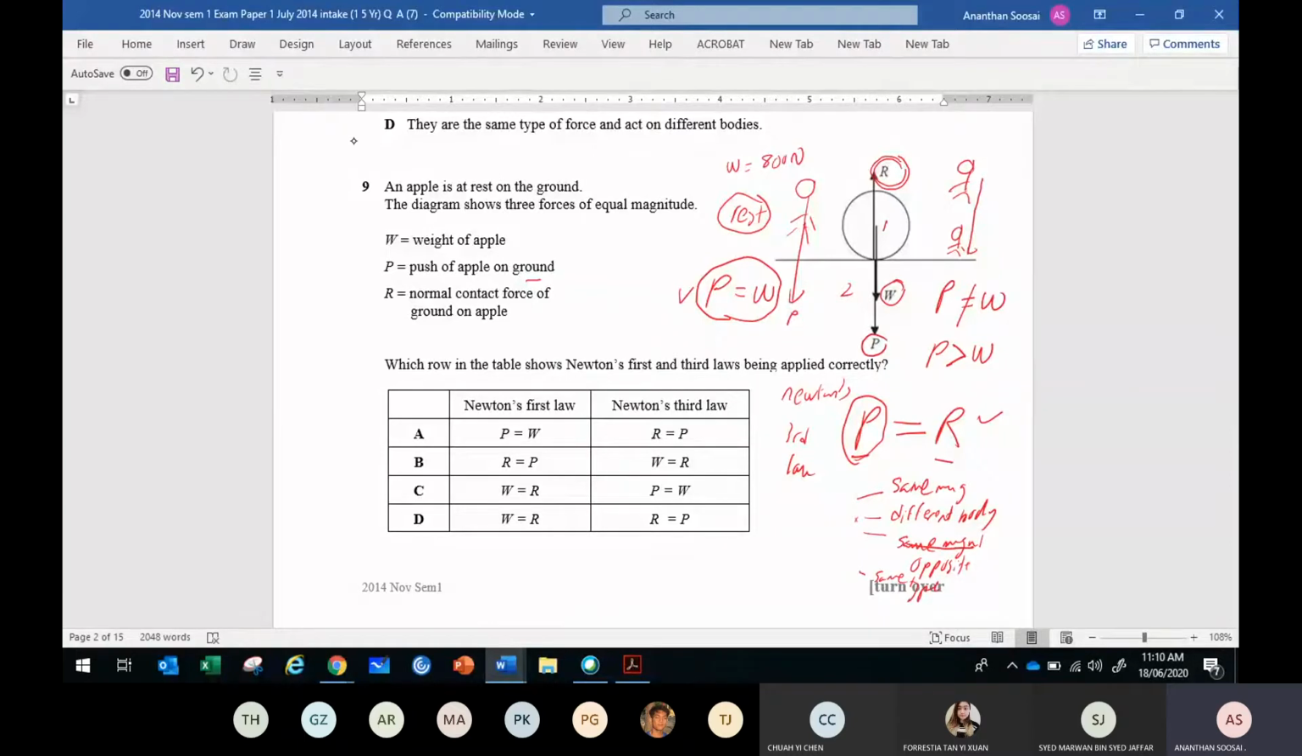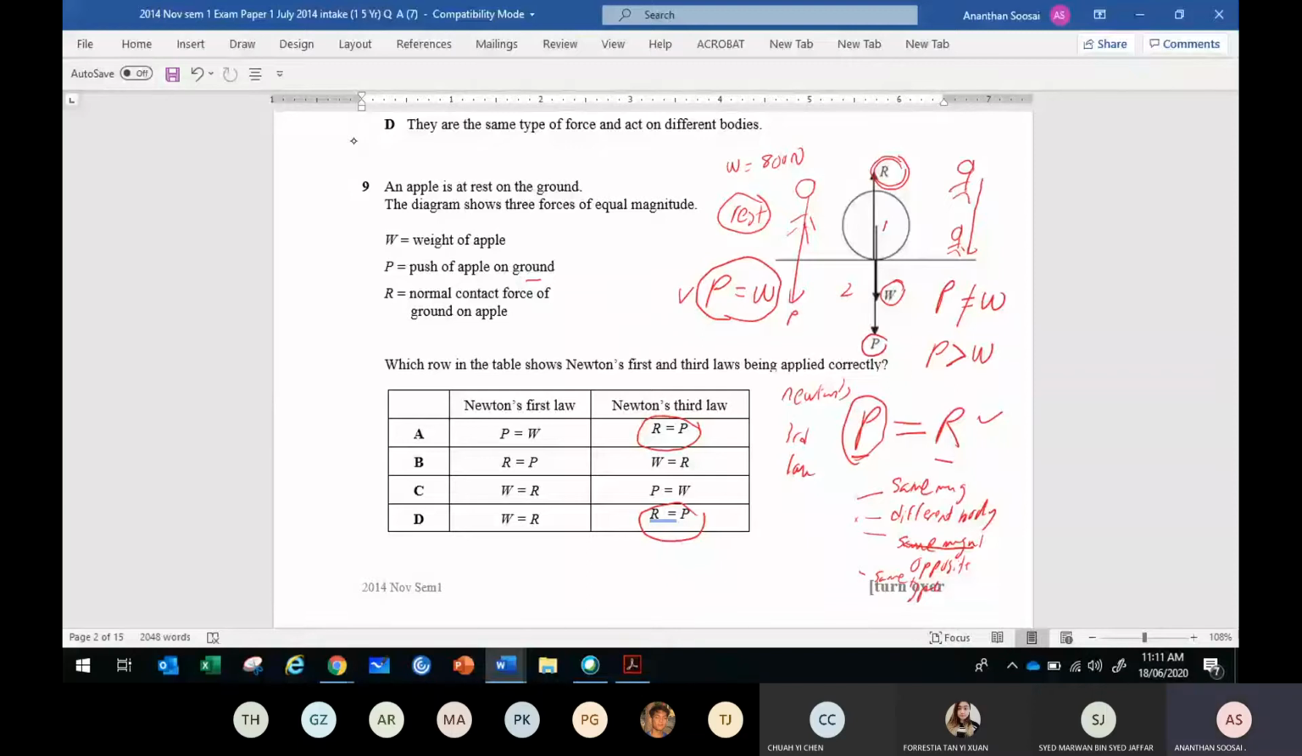So for Newton's third law, which is the same? R and P are the same. So the answer could be A or D only. But now, that's your Newton's third law. R and P are the action-reaction pair, no doubt.